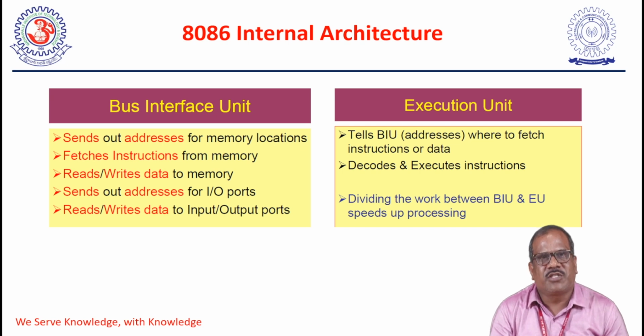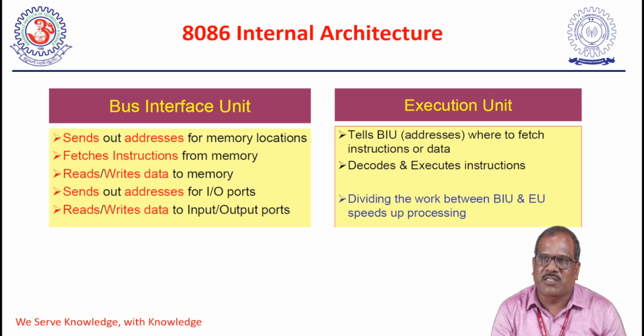So the bus interface unit fetch, that is, sends out the addresses for memory locations, because fetch means get the value from memory. When we are going to access memory, we need to give the identification address. So we send the addresses for memory, fetch the instruction from a specific location, then read and write from the specific memory location, and send out addresses for I/O. That is, the microprocessor can access memory or I/O unit. These are the 2 basic functions.